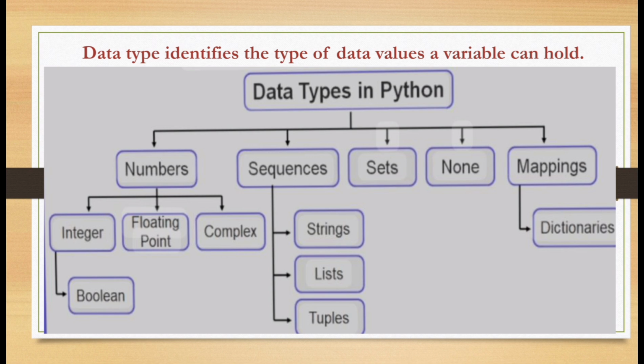In the last video we have seen what is variable, what are the rules to declare variable. So a variable can hold the value. What type of data a variable can hold is determined by the data type of Python.